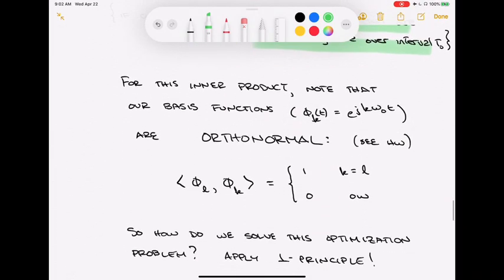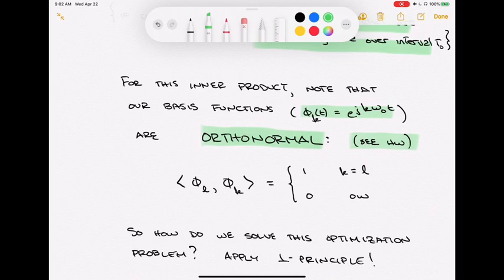So for this inner product, note that our basis functions, which we already said were the harmonically related complex exponentials, are also orthonormal, okay? You're going to get a homework problem on that. It's not hard to show, okay?